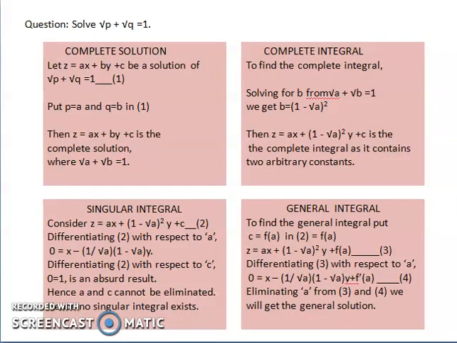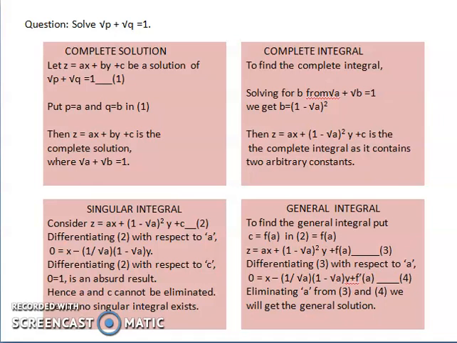Type 1 is illustrated by means of a problem. We have to solve root p plus root q is equal to 1. We'll assume z equal to ax plus by plus c is the solution. We put p equal to a and q is equal to b in 1. So we'll get root a plus root b is equal to 1. So z equal to ax plus by plus c is the complete solution provided root a plus root b is equal to 1. To find the complete integral, we should find b from root a plus root b equal to 1. So b is equal to 1 minus root a the whole square. So z equal to ax plus 1 minus root a the whole square into y plus c is the complete integral.